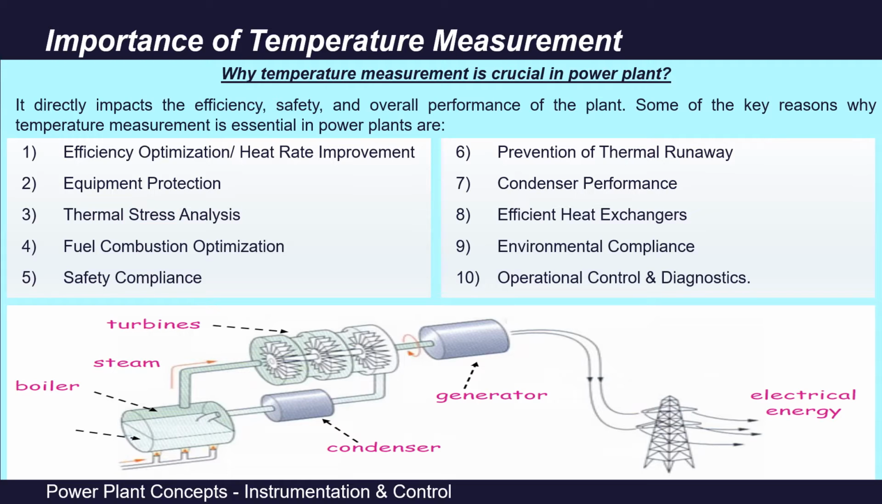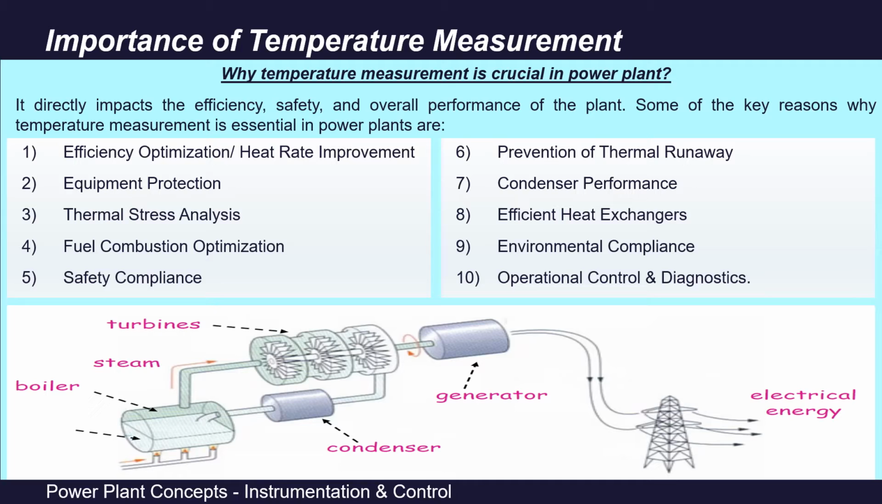In a combustion process, maintaining the correct temperature is essential for efficient fuel combustion. Temperature measurement in combustion chambers helps optimize the fuel to air ratio, ensuring complete combustion and reducing emission. Next reason could be safety compliance. Power plants must adhere to strict safety regulations, and temperature monitoring is critical to ensuring compliance.